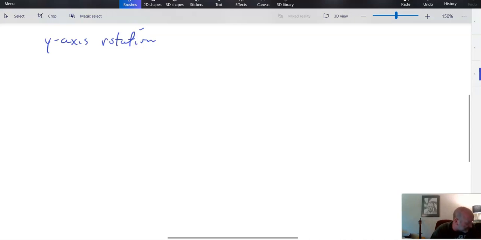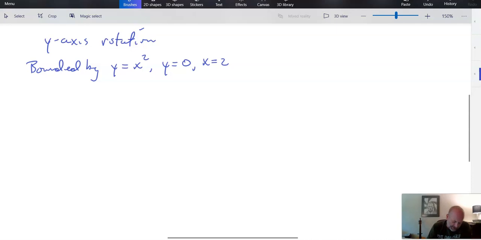Let's say we want something that is bounded by y equals x squared, y equals 0, and x equals 2. Looking at this, I'm wondering if y equals 0 is even necessary, because this doesn't have any values below 0 anyhow. Anyways, let's take a look at what this looks like and what it might look like once we rotate it around the y-axis.